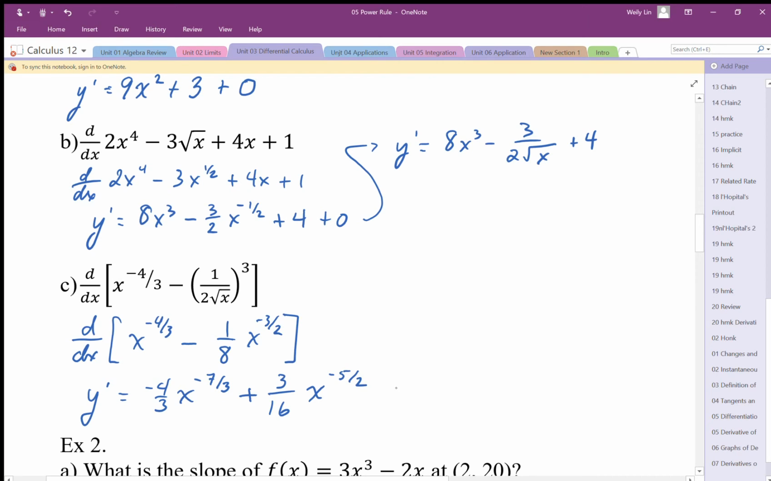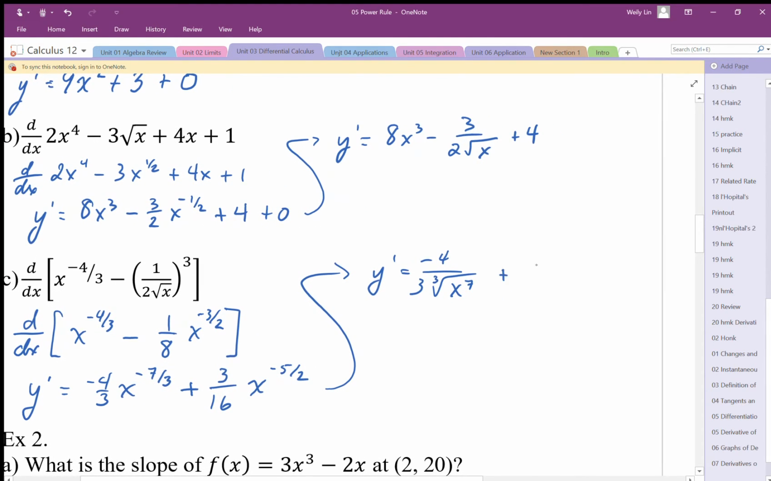If we want, we can put it into its rational form. So this is negative 4 over 3, the third root of x to the power 7, plus 3 over 16, and this is going to be the square root of x to the power 5. Okay, so there it is.